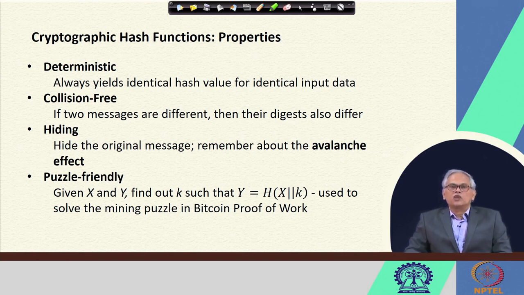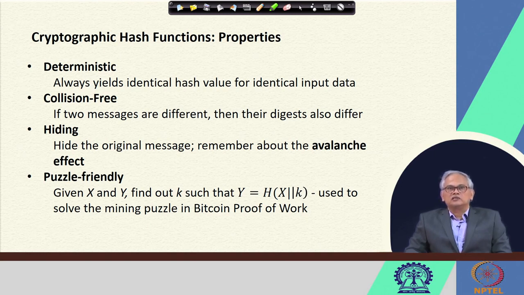The second property is what is called collision free. This is an important property of cryptographic hash functions. It means that if there are two different messages, then their digests should also be different. If I have a message m1 and another message m2, then the digest of m1, that is h of m1, should not be the same as the digest of m2, that is h of m2.